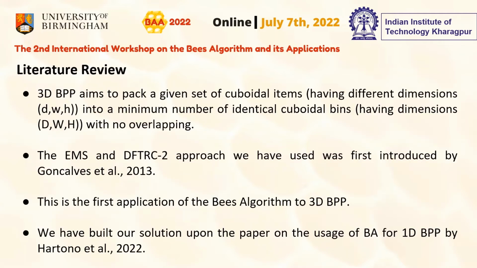So three-dimensional bin packing aims to pack a given set of cuboidal items into the minimum number of identical cuboidal bins with no overlapping. For this paper, we are using empty maximal space and distance to the front top right corner 2, that is, the EMS and DFT-RC2 approach that was first introduced by Goncalves et al. in 2013. So this is the first application of the Bees algorithm in the three-dimensional bin packing problem.